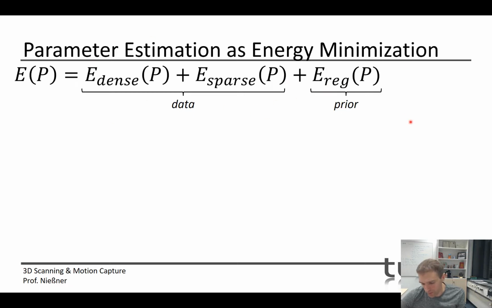If you remember from the non-rigid deformations and the non-rigid optimization, this is very similar right now to what we have seen when we did this deformation with ARAP or ED, right?